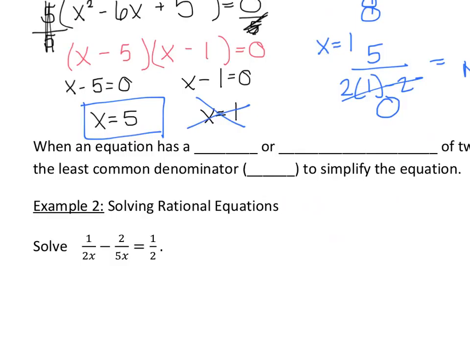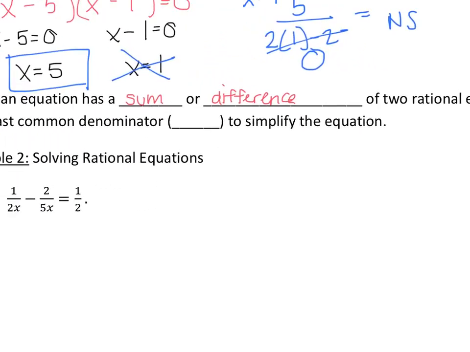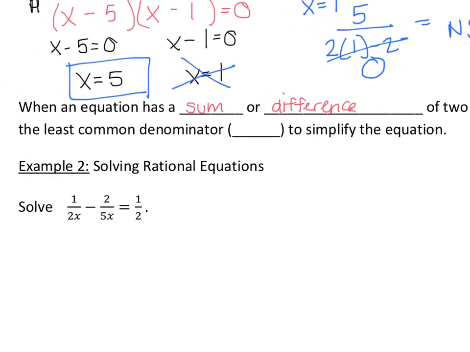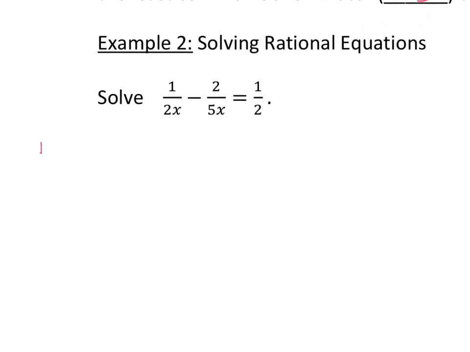The other type of problem, Josh, is when we're adding or subtracting fractions on one side. So when an equation has a sum or difference, very good, Charlie, of two rational expressions, you can use the least common denominator, which is the LCD, to simplify the equation. All right. So, step 1. Find the least common denominator, the LCD.